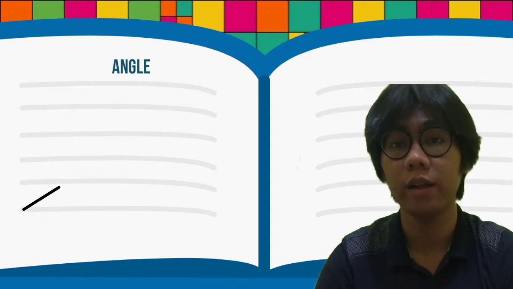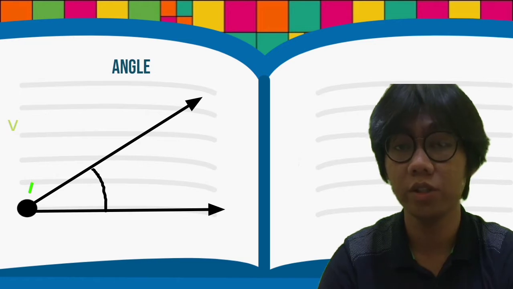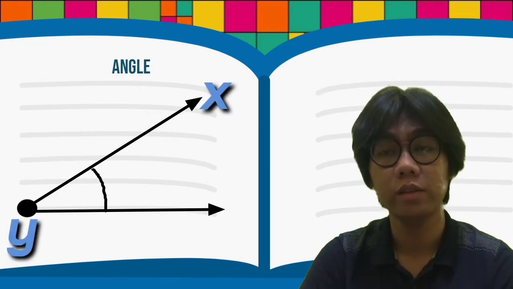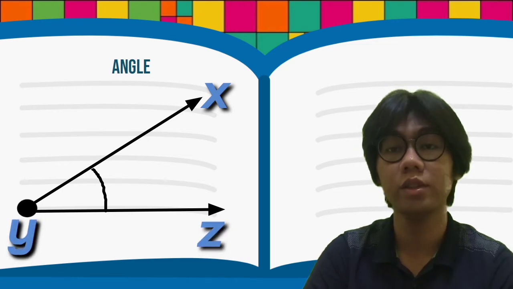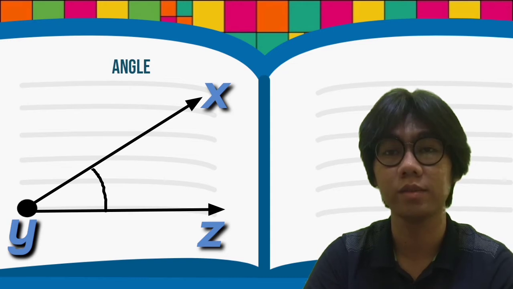A vector and a line can intersect each other at one point to form an angle. The point is called the vertex. Let's look at the picture. XY and YZ intersect each other to form an angle, and that point is called the vertex.